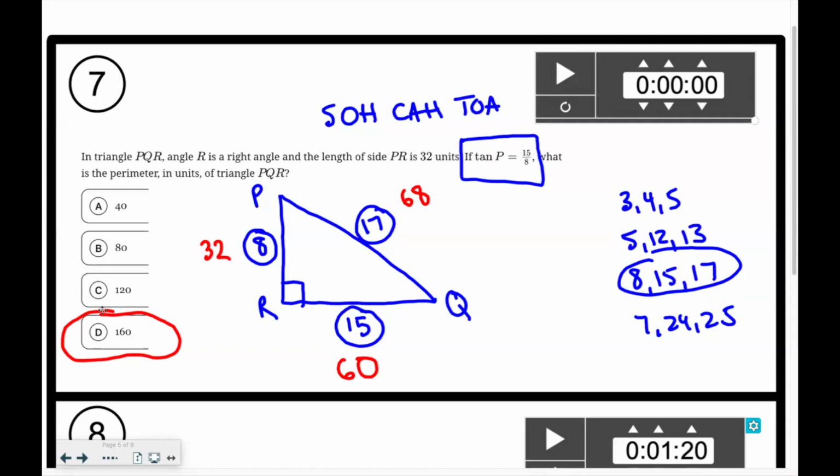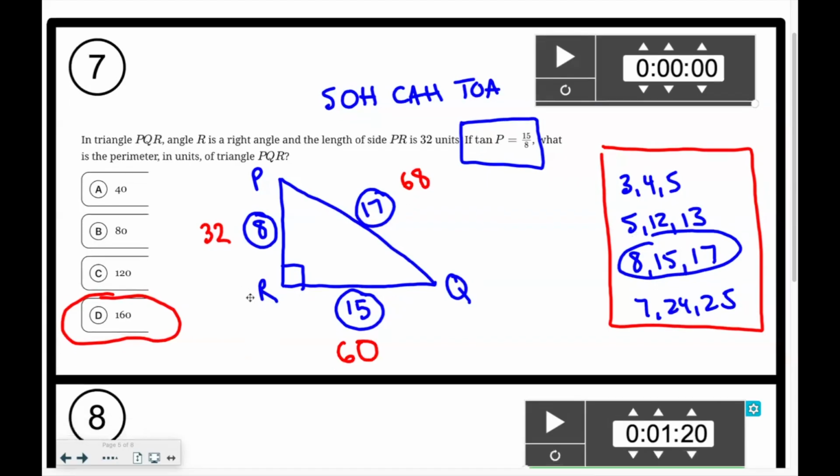Now, with this version of the SAT being all calculator, it's up to you how much you want to spend making sure you know the triples. They definitely can save time, but knowing you have a calculator and Desmos, the Pythagorean theorem is not too difficult in any situation. But I definitely think it's helpful to know these, and then you don't have to type anything in at all.